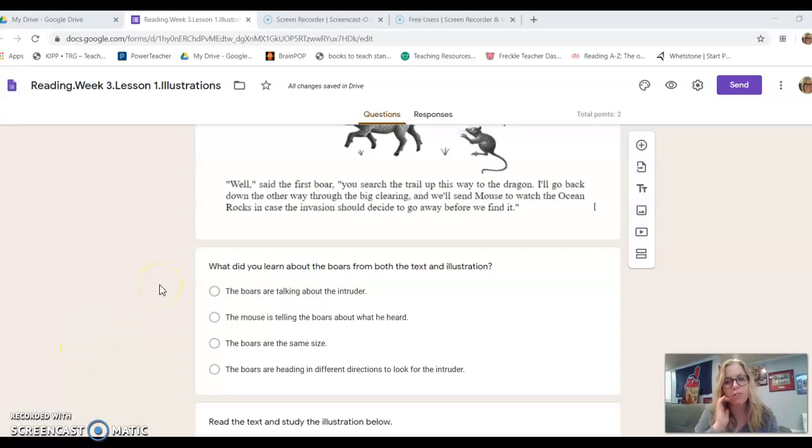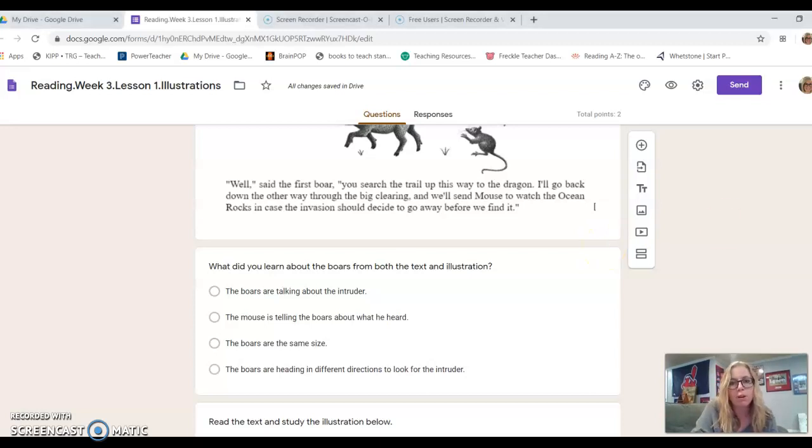All right, I'm going to go over your first TDQ. So I know by doing my reading thinking steps, I first need to start with the question. What did you learn about the boars from both the text and the illustration? So my focus is the boars, and I know that I need to be looking at the text and the illustration. So first I'm going to start by reading the text.